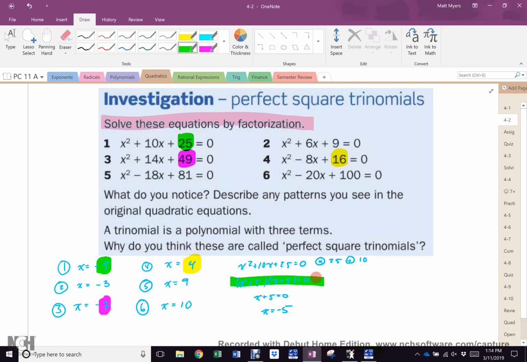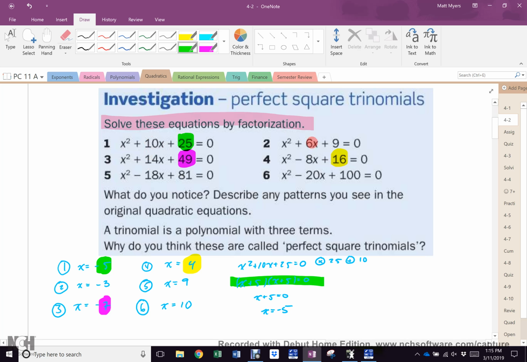Excellent. You take the second number, divide it by 2, and do what? And reverse the sign. Not quite. Because the second number, 10, divided by 2 is 5, but I needed 25. What did I have to do to that 5 to get it to 25? Square it. Now let's see if that follows all the way through.